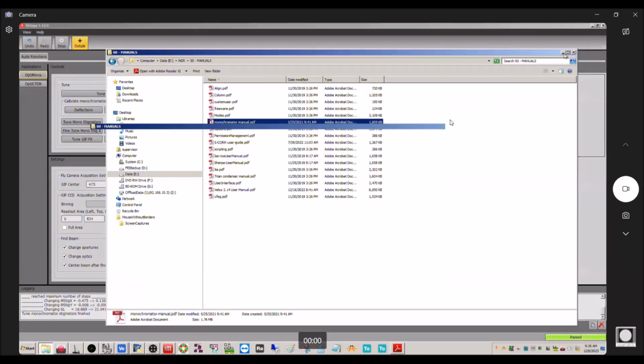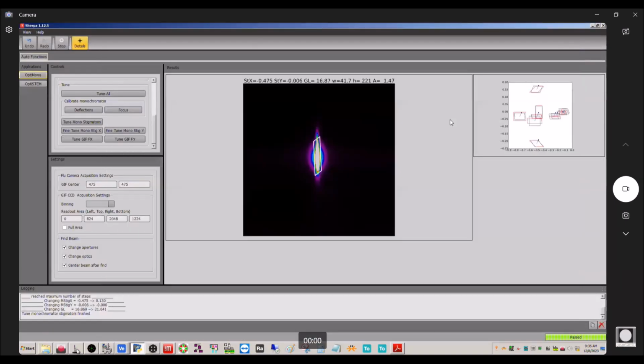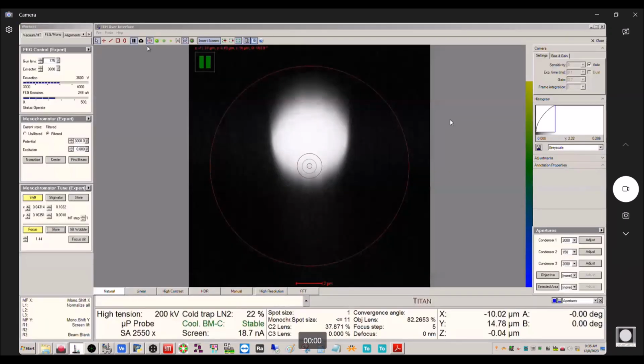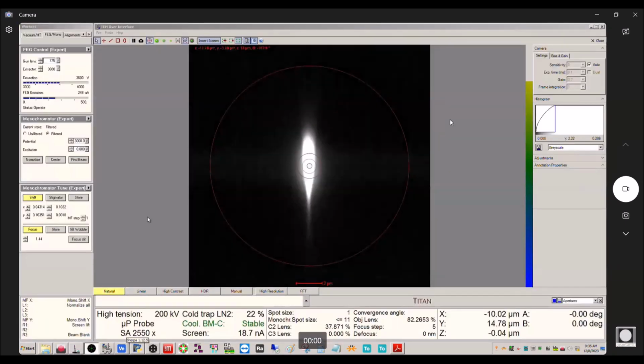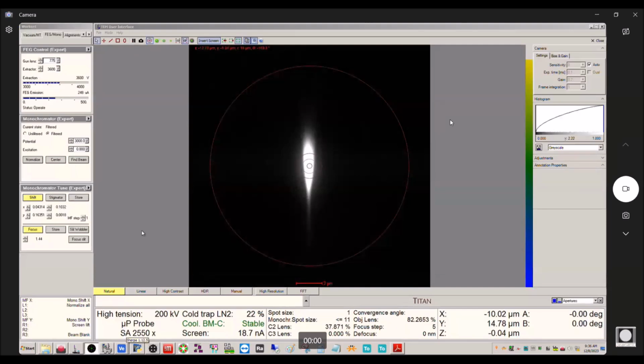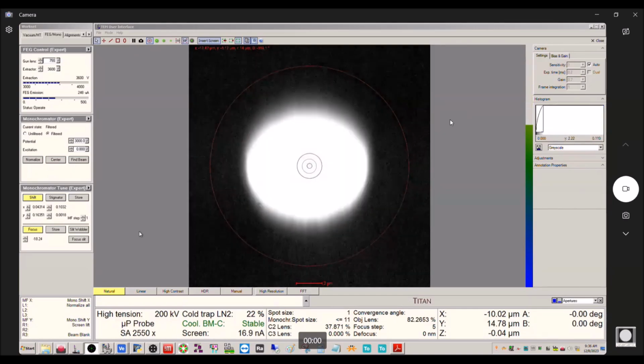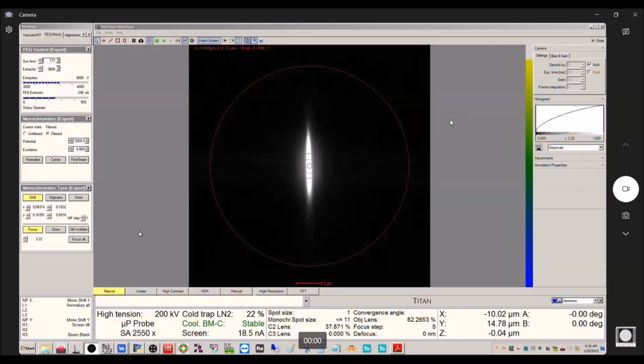Let's see where we're at here. Looks like we're done. So if we go back and take a look at the beam here, let's unpause this and take a look. Okay, all right. So now there's the focus here, and there's one more tuning we can do. So we're going to go back to Sherpa.